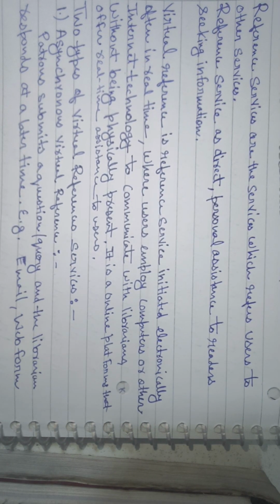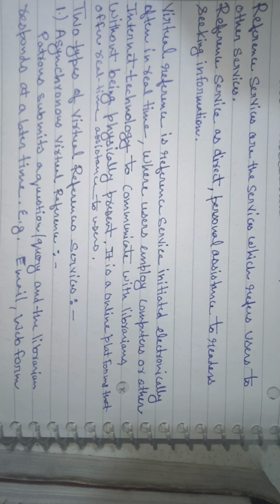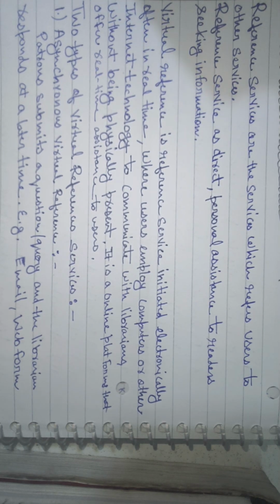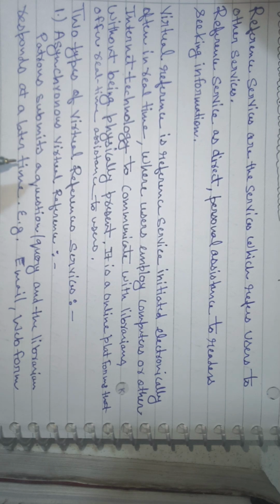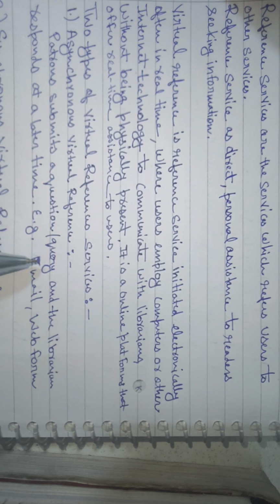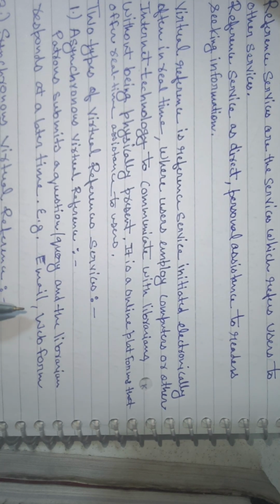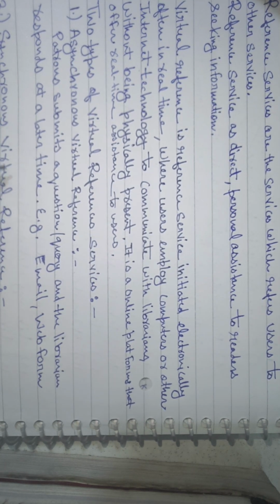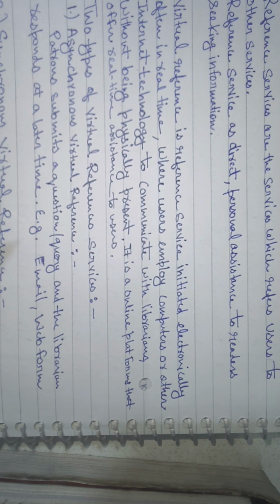There are two main types of virtual reference services, which is very important. First is asynchronous virtual reference services. In this asynchronous virtual reference service, patrons submit a question or query and the librarian responds at a later time. For example, email, web form.